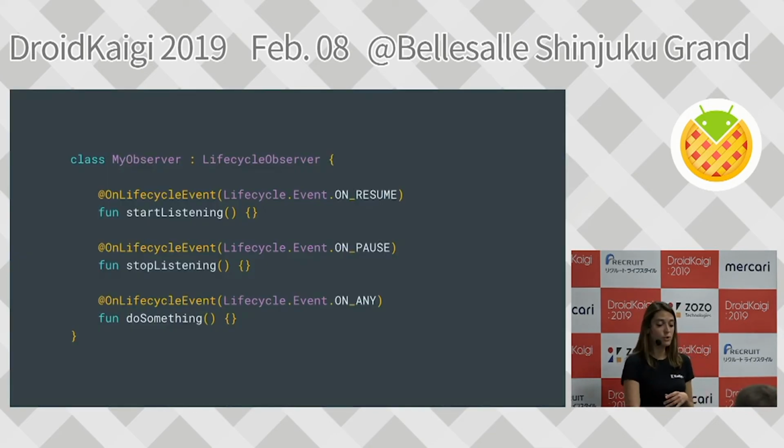You can execute your own actions whenever a specific event is triggered by implementing a lifecycle observer and annotating the method that you care about, the method that you want to trigger, with on lifecycle event and the event that you want to trigger the method on. And then if you want to execute an action whenever an event was triggered, just use the onAny event.